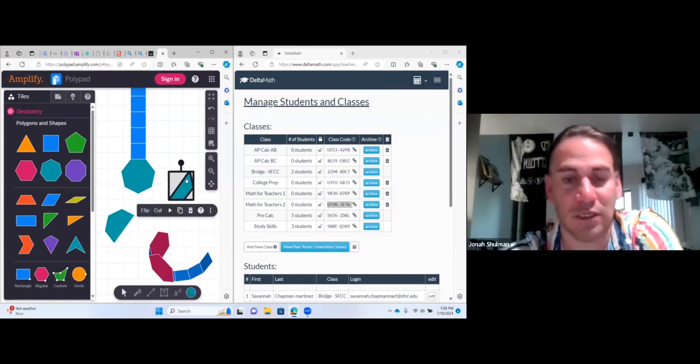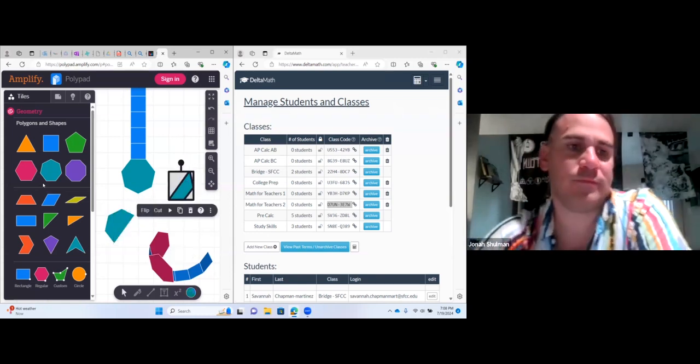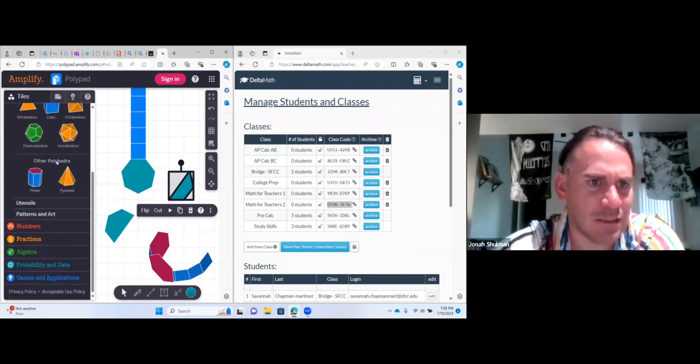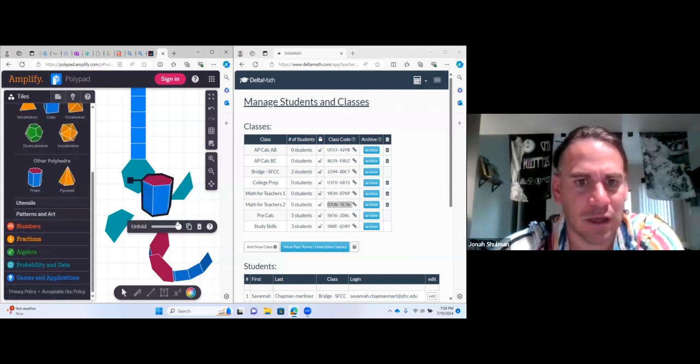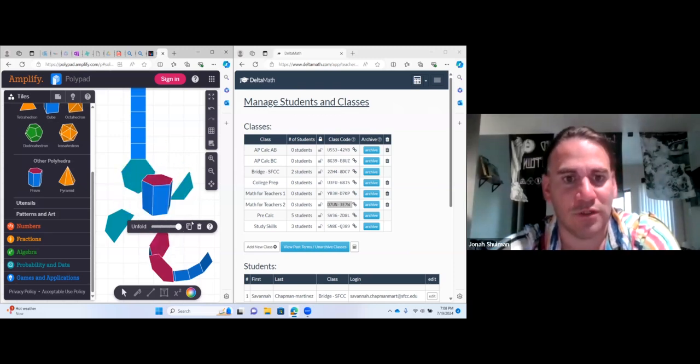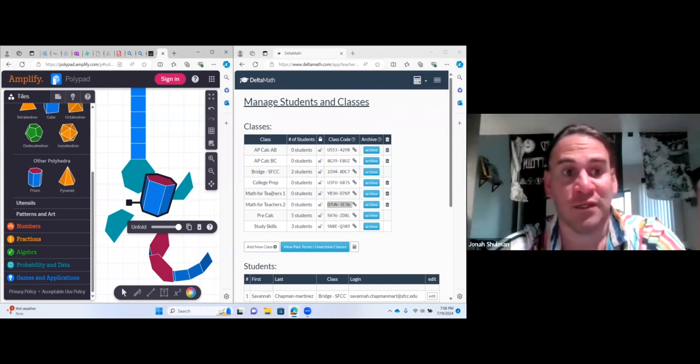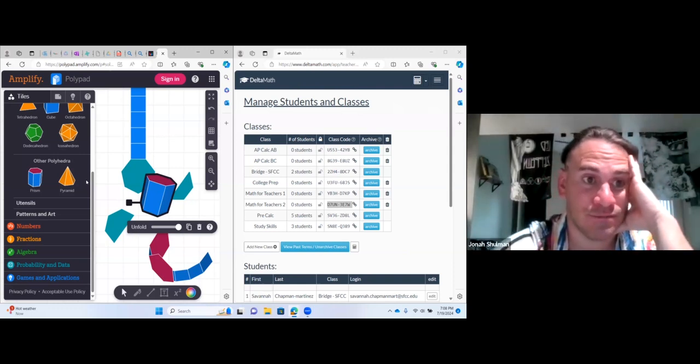And now I've got a piece that I can move. So there's all these other things. You've got tangrams and 3D solids, fun stuff. You don't have to make it yourself. Woo! So yeah, I hope that's kind of cool. Just something to show your students, you know.